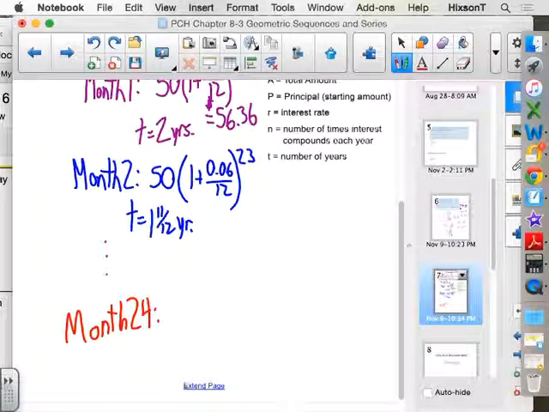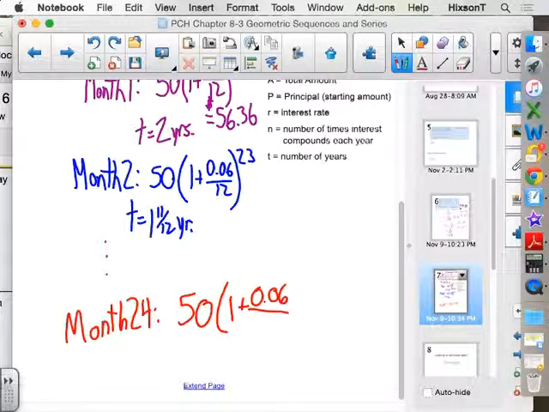Okay? Month 24. The amount that we're going to have there is 50 times 1 plus 0.06 over 12 to the which power? 1. That last month, it's only going to grow for 1 month. Okay, because we were saving for 2 years, so we're down to the last month. There's our last deposit, and it's going to go in for 1 month.